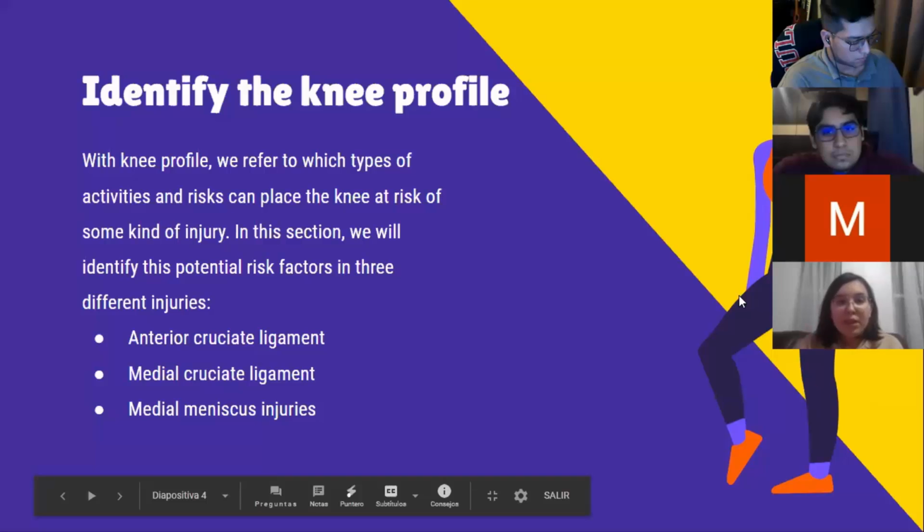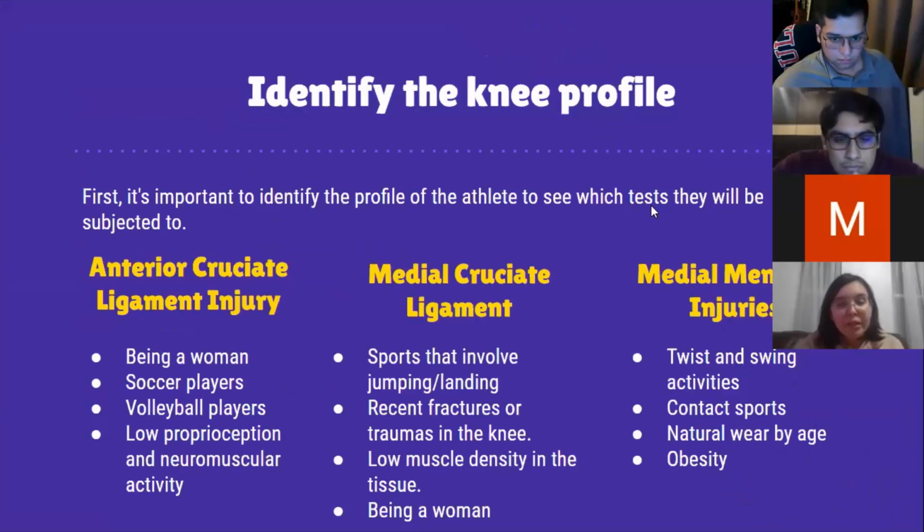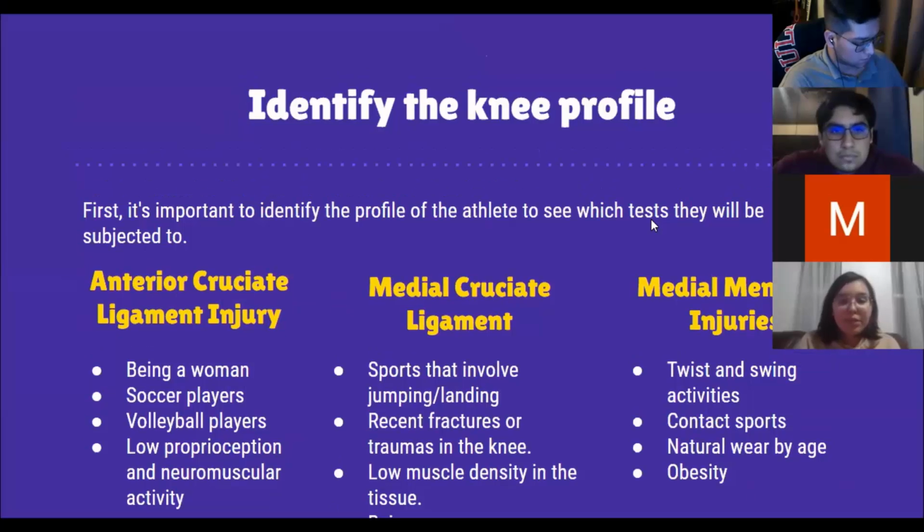So first of all, to identify the knee profile, we refer to which types of activities and risks can place the knee at risk of some type of injury. As my partner previously said, we will talk mostly about the anterior cruciate ligament, the medial cruciate ligament, and medial meniscus injuries. Here are some of the factors that could put you at risk for this type of injuries.